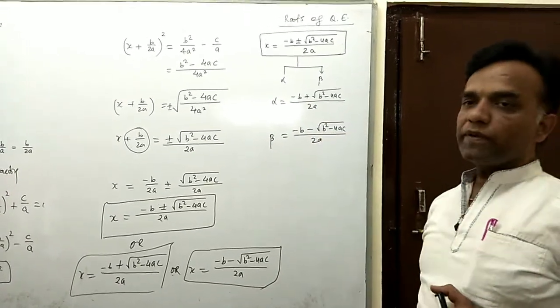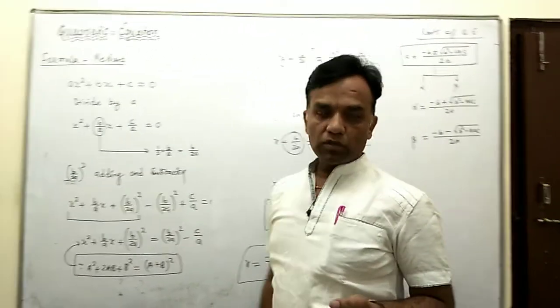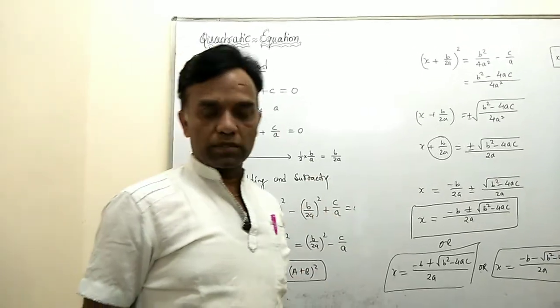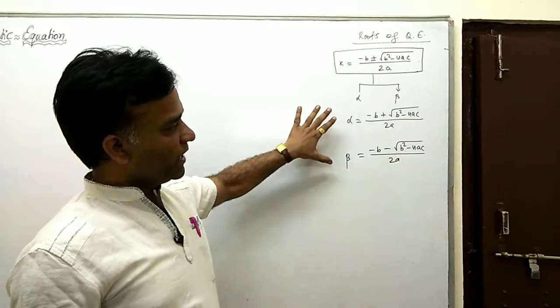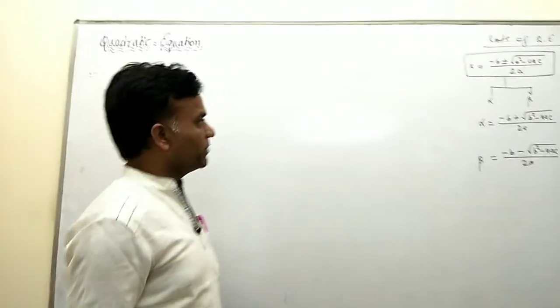Okay, so now we introduce the relation between the roots of the quadratic equation. Here we define the relation between the roots. Then we have alpha and beta, and we find the relation between alpha and beta.